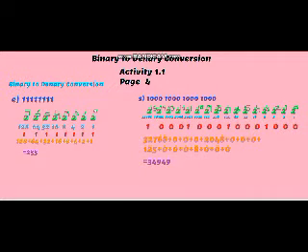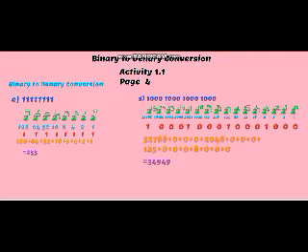Today I am going to tell you how to convert binary numbers into denary numbers. The binary numbers consist of zeros and ones. I'm going to do activity 1.1 of the IGCSE book, that is the second edition of this book.